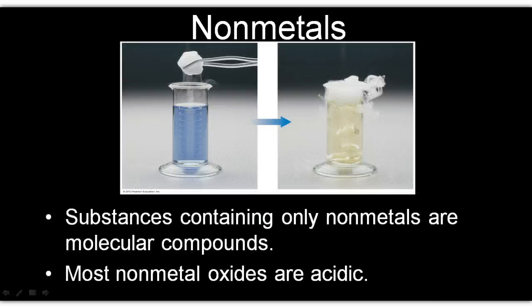So going back to if metal oxides form bases, got to remember that, then non-metal oxides typically form acids. And a nice easy one to remember with that is sulfur trioxide. If I mix that with some water, we're going to end up with H2SO4. So that one's pretty easy to do.